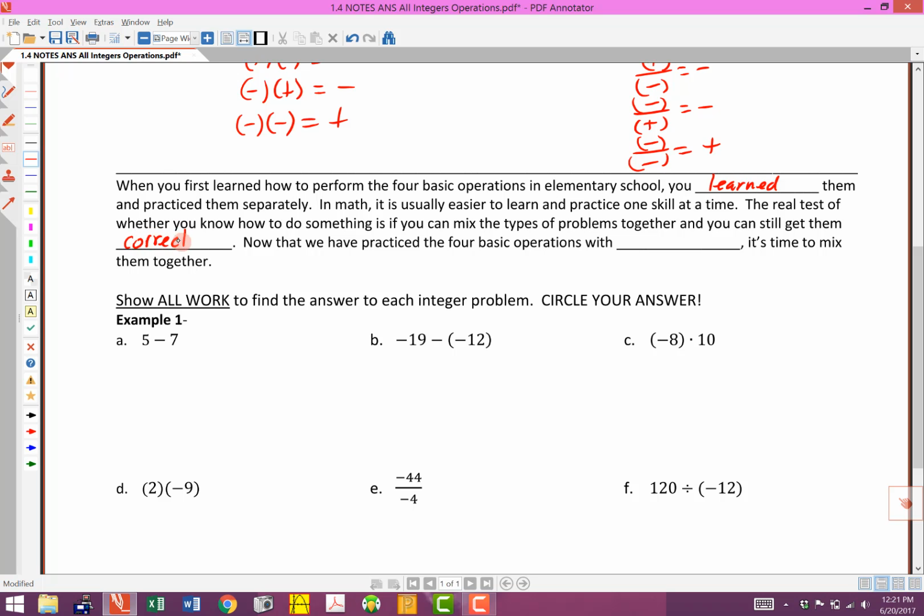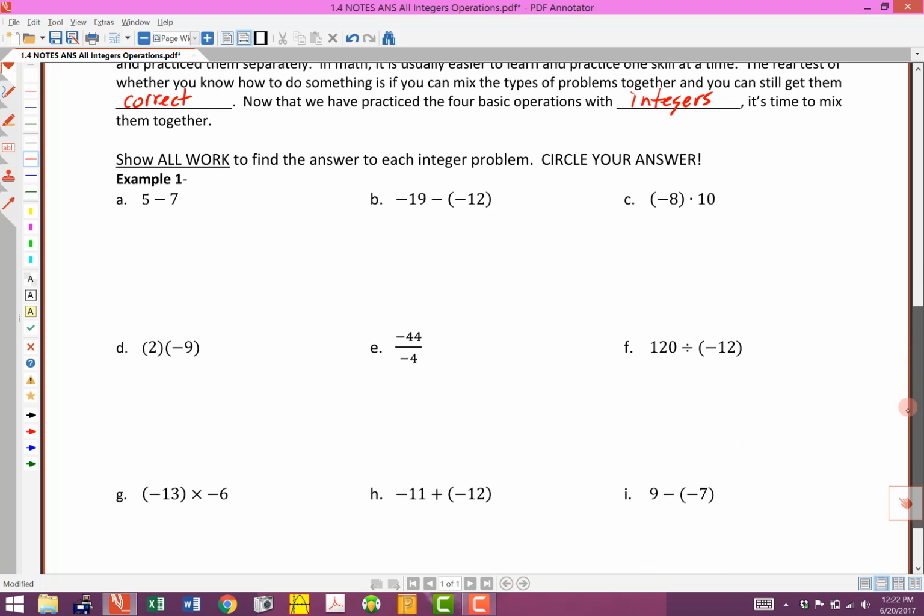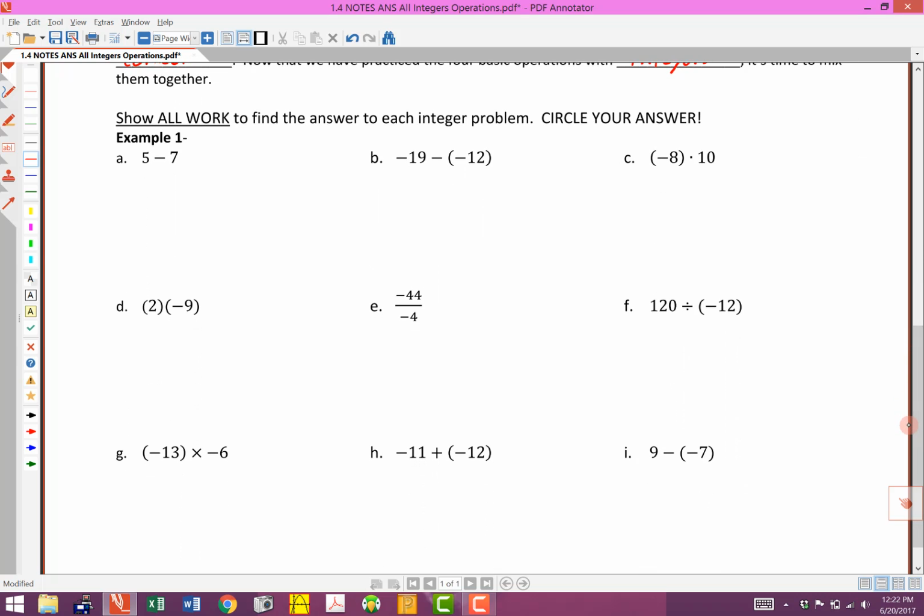So now that we've practiced a whole bunch of multiplying and dividing integers, combining integers, all those four basic operations with integers, now we're going to mix them together. And that's basically what these next couple of worksheets are going to be, is what happens if we mix them all together? Do you still remember what the rules are? Do you recognize them in different formats?